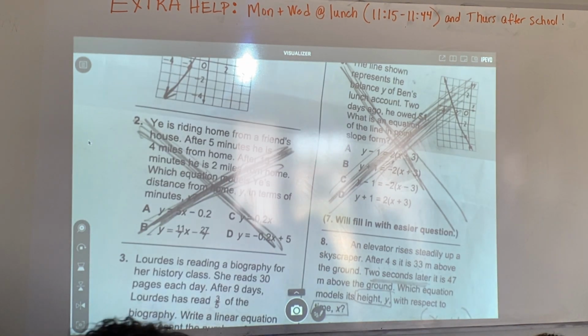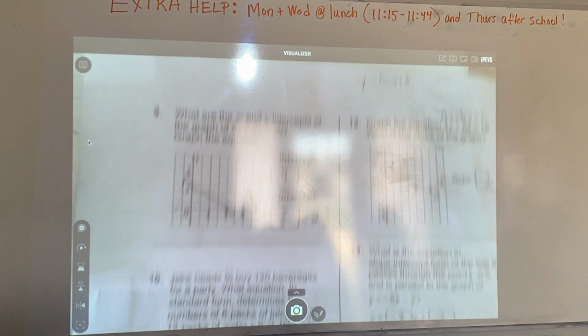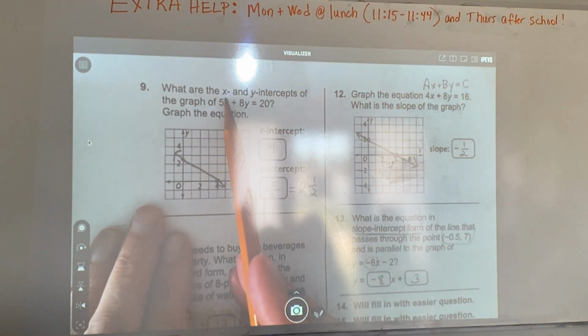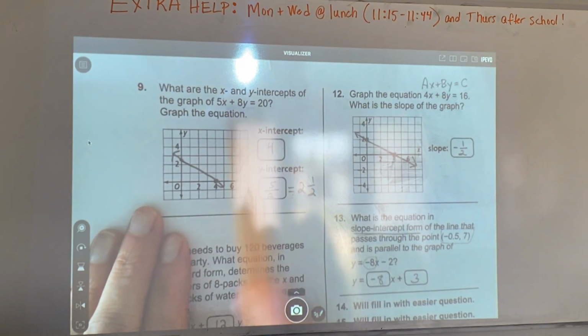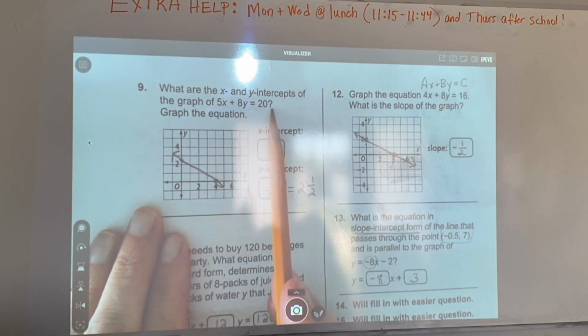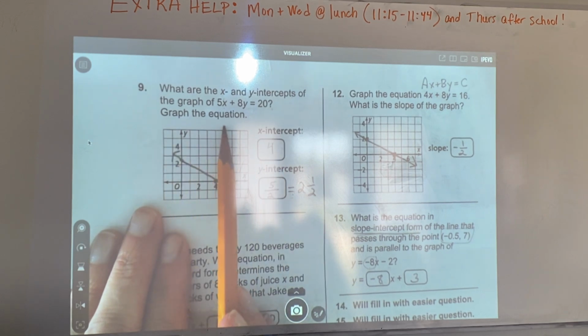Yes. I had a question on number 9. Okay, so for number 9, it says, what are the x and y intercepts of the graph 5x plus 8y equals 20? Then it wants you to graph the equation.